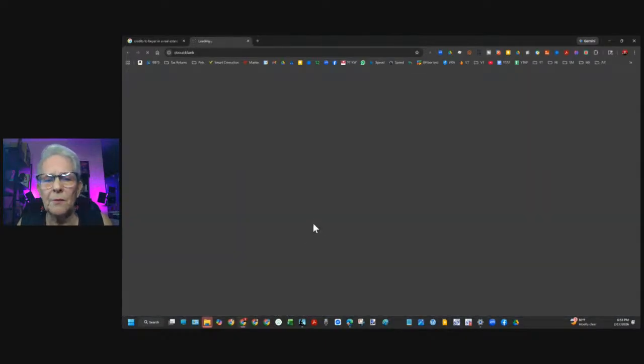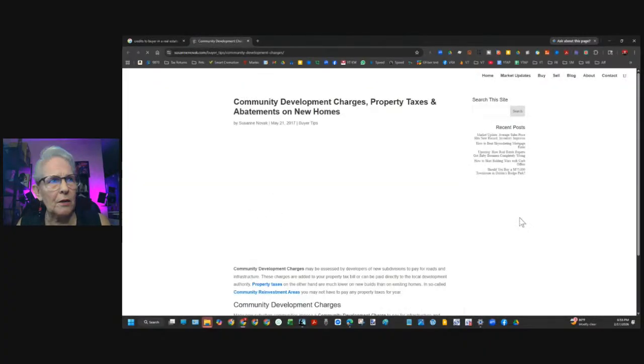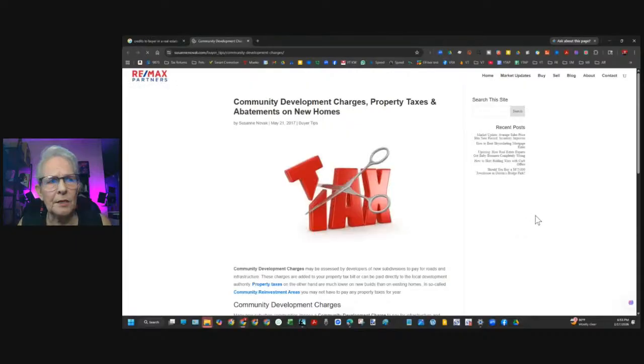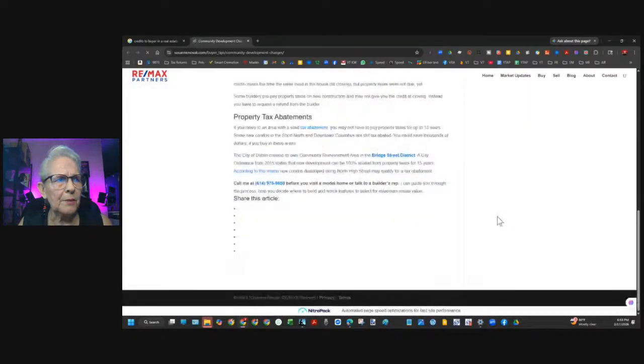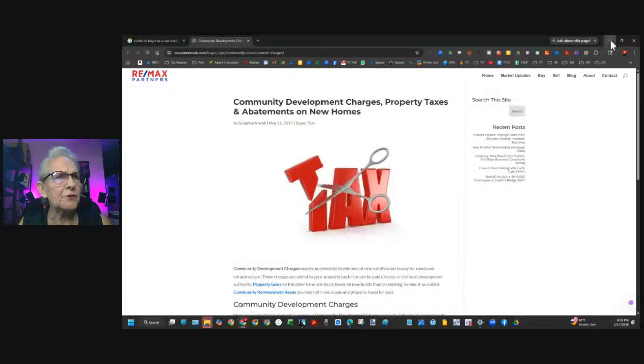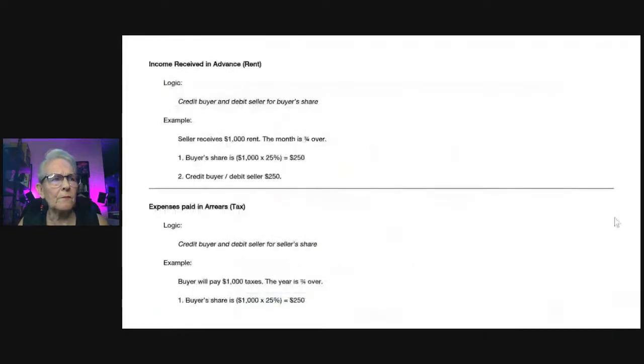So, Google something like this, or go back to your prep book, credits to buyers and debits to sellers. It's not showing it really quick here. So that's something for a more detailed explanation in a different session. So here, income received in advance, rent. That also gets prorated.